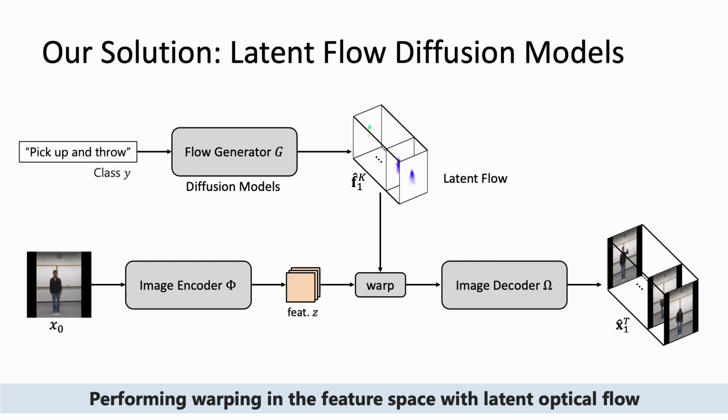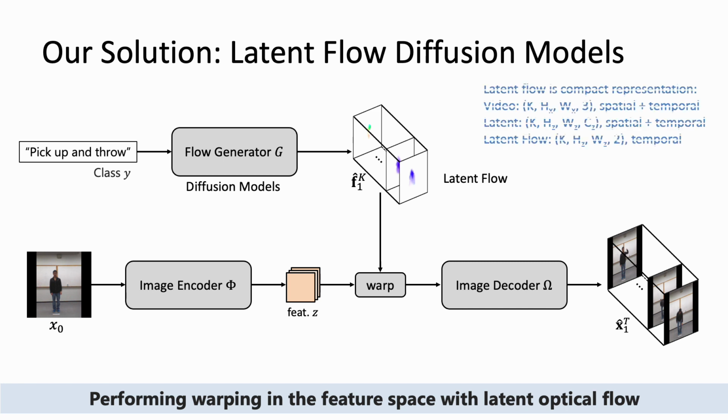We employ an image encoder to encode the subject image as feature Z. We also design a flow generator G based on diffusion models to generate a flow sequence F hat conditioned on class Y. After warping feature Z using flow F hat, we feed the warped feature to the image decoder to generate a final output video. Compared with video and latent feature representation, latent flow has a smaller spatial size and only 2 channels. We name our method Latent Flow Diffusion Models, LFDM.